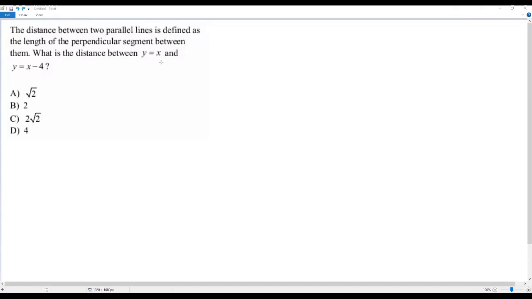Here we have a SAT math problem. Okay, let's go to the question. The distance between two parallel lines is defined as the length of the perpendicular segment between them. What is the distance between y equals x and y equals x minus 4?